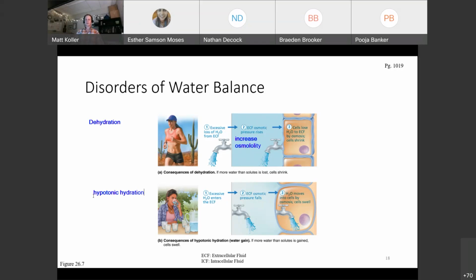The second series of images at the bottom is basically hypotonic hydration. So in this case, this person is in the shade, they're sitting down, they're not exercising, and they're consuming an excessive amount of water. Well, an excessive amount of water enters the extracellular fluid, in the blood, in the interstitial fluid around the cells, and we see a decrease in osmolality. Right? So given a volume, the amount of electrolytes and solutes is decreased.